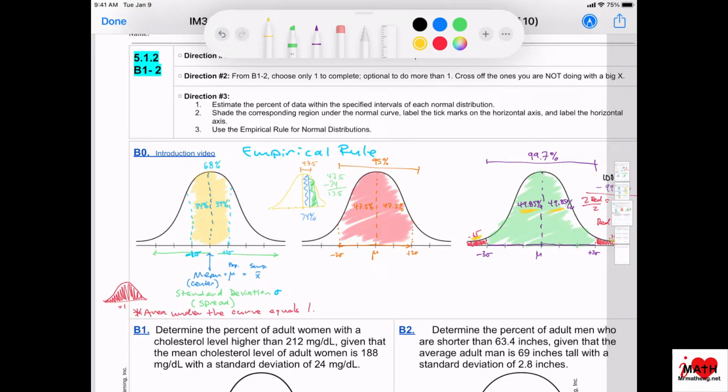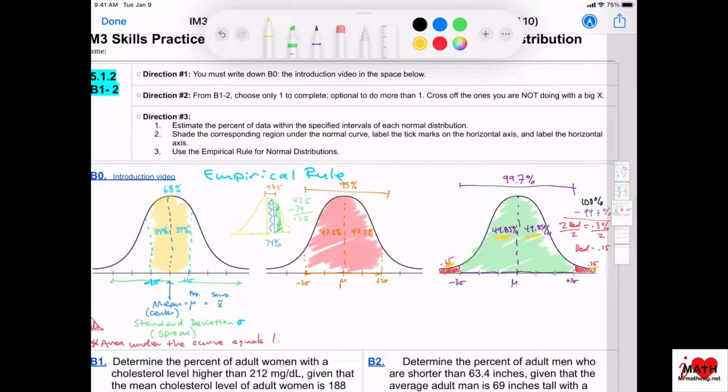Look at B1, but let's read the directions. Estimate the percent of data within the specified intervals of each distribution. I'm going to use what we learned in Skills Practice 5.1.2a and do the shading first, because it says shade the corresponding region under the curve, label the tick marks on the horizontal, and label the horizontal axis. Then use the empirical rule, and then I would say estimate.